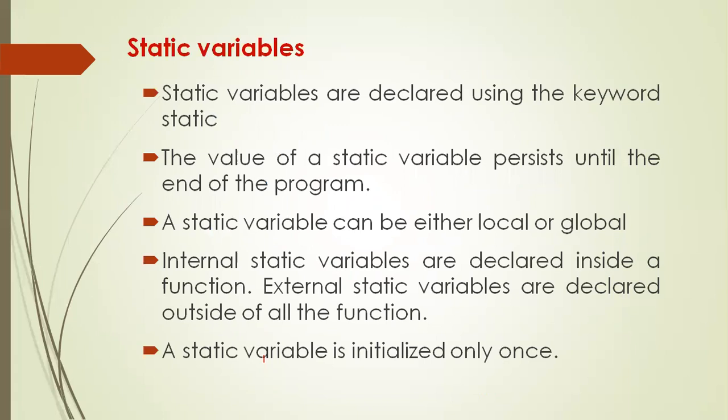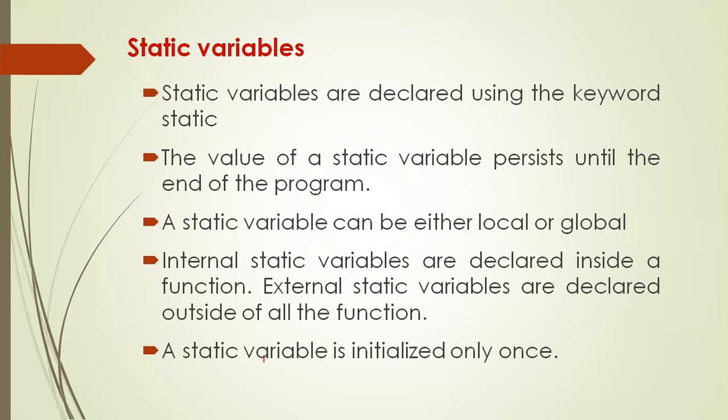The third type of storage class is the static variable. Static variables are declared using the keyword static. If you declare a variable with the keyword static inside a particular function, it is considered a local static variable. If you declare a static variable outside of all the functions, it is considered a global static variable. One characteristic of a static variable is that it persists till the end of the program. That variable remains existent till the end of the program.